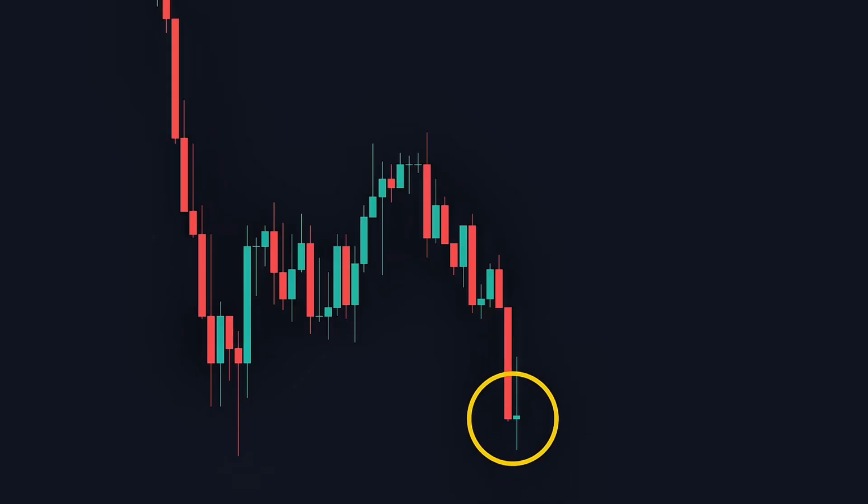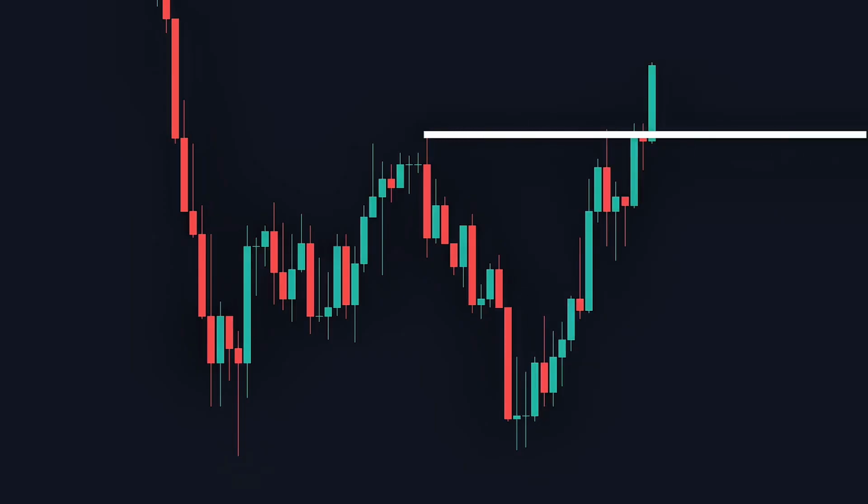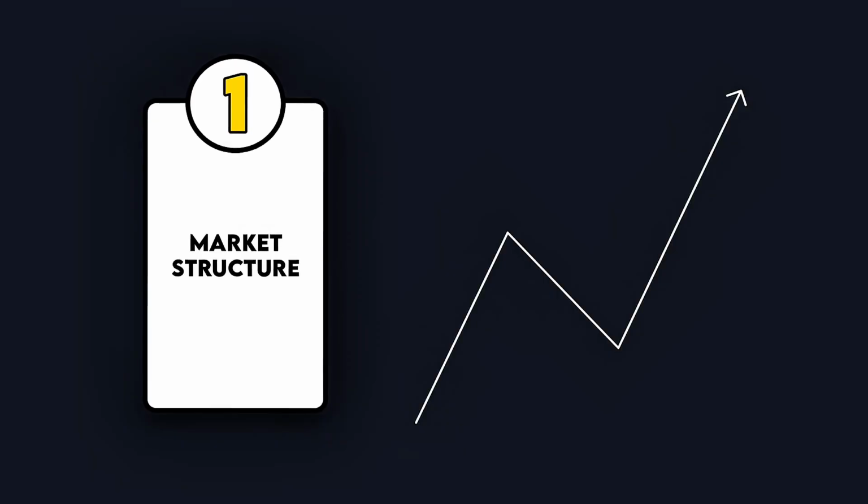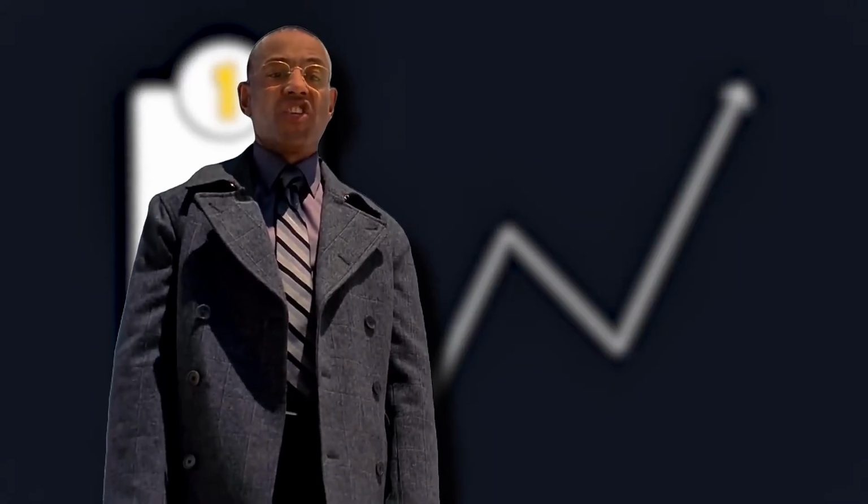I want to make this very clear. In order for a low to be validated, it needs to break the previous high. If you do not understand this, the strategy will not work. You are done.